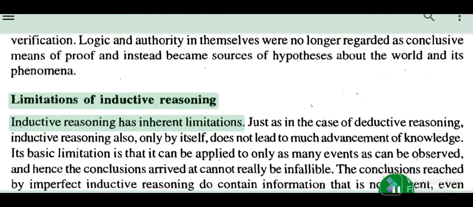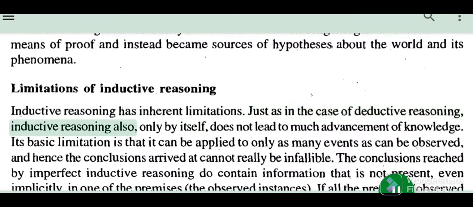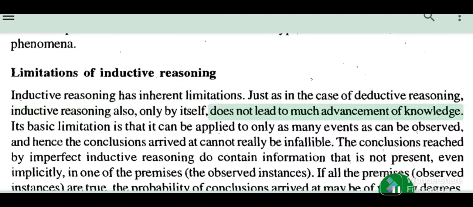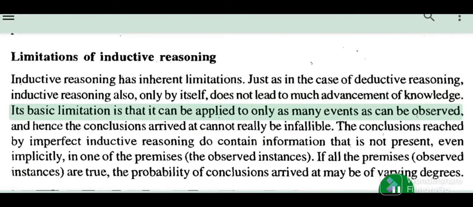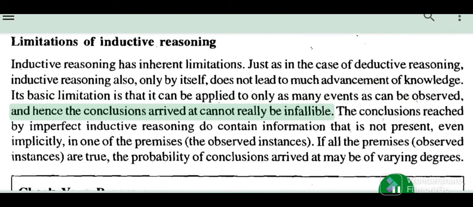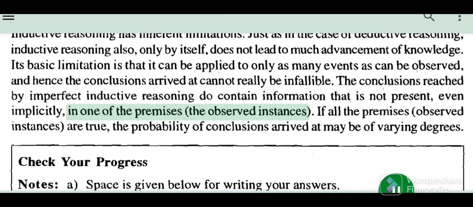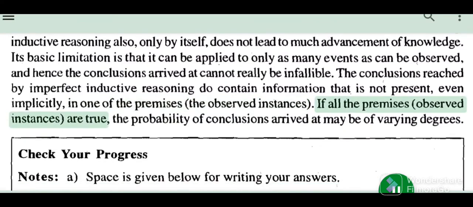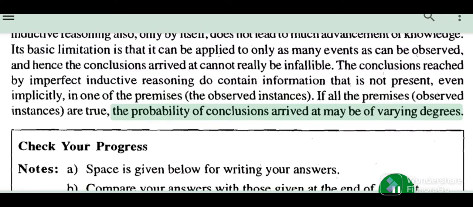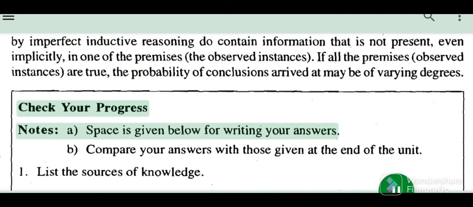Limitations of inductive reasoning. Inductive reasoning has inherent limitations. Just as in the case of deductive reasoning, inductive reasoning also, by itself, does not lead to much advancement of knowledge. Its basic limitation is that it can be applied to only as many events as can be observed, and hence the conclusions arrived at cannot really be infallible. The conclusions reached by imperfect inductive reasoning do contain information that is not present, even implicitly, in the premises, the observed instances. Even if all the observed instances are true, the probability of the conclusions arrived at may be of varying degrees.